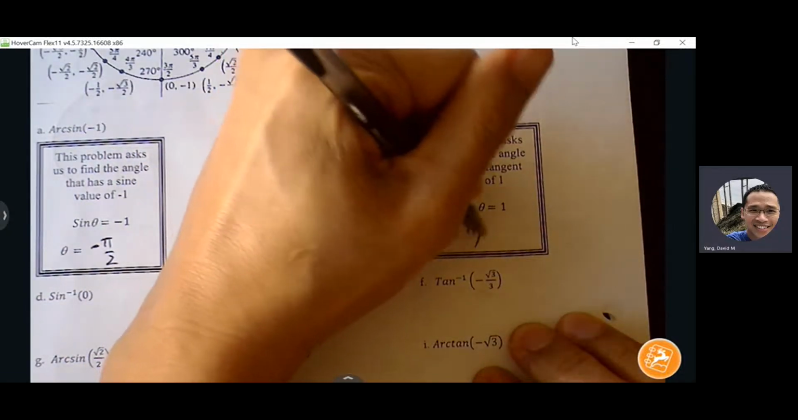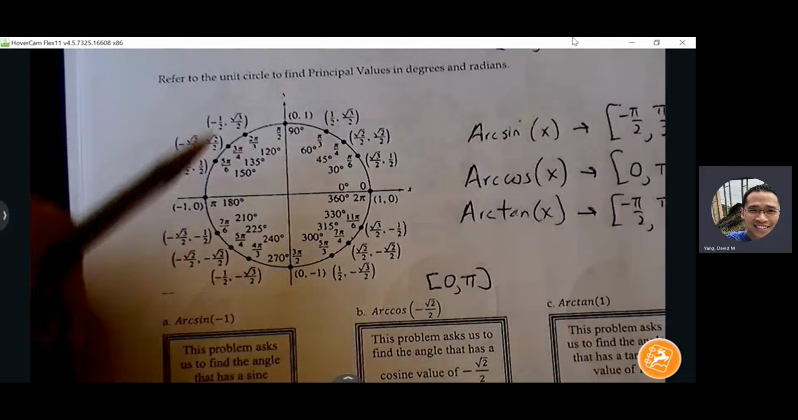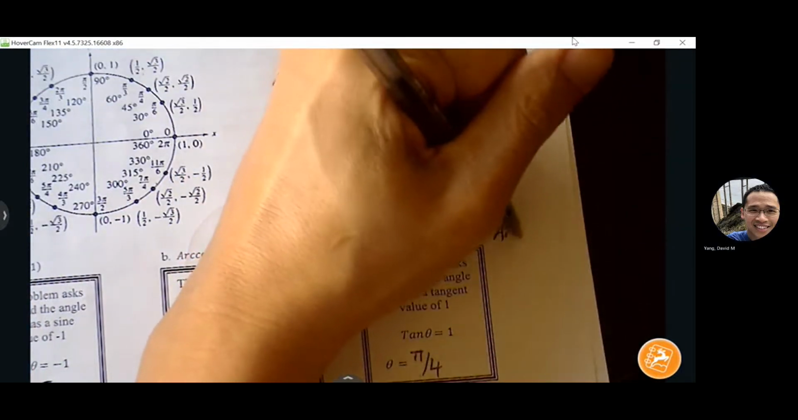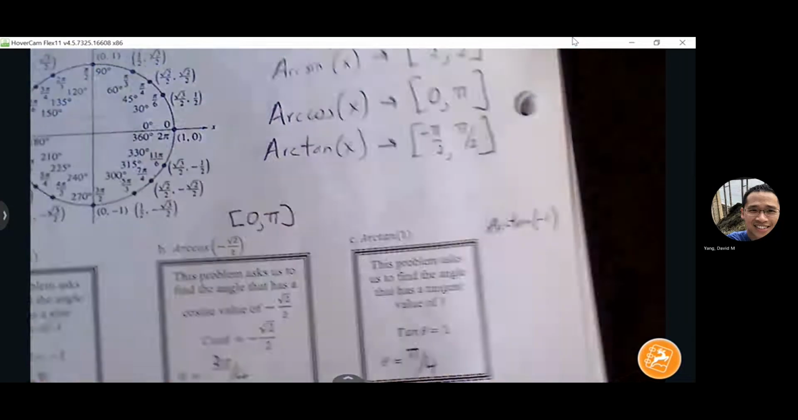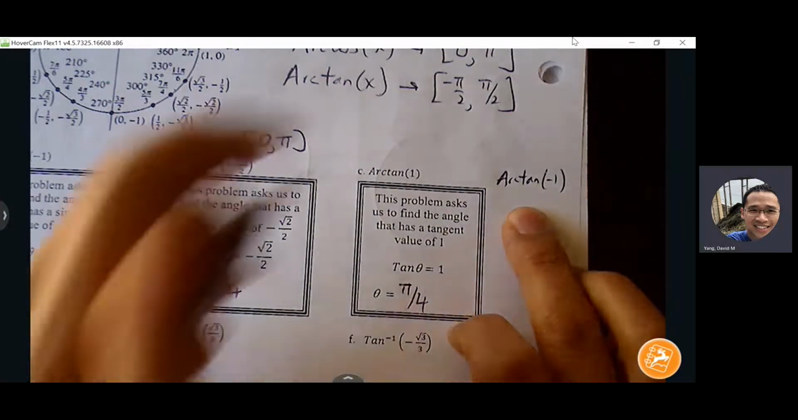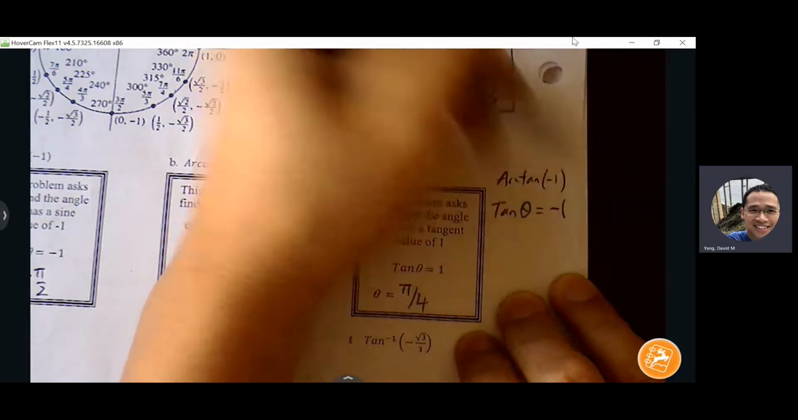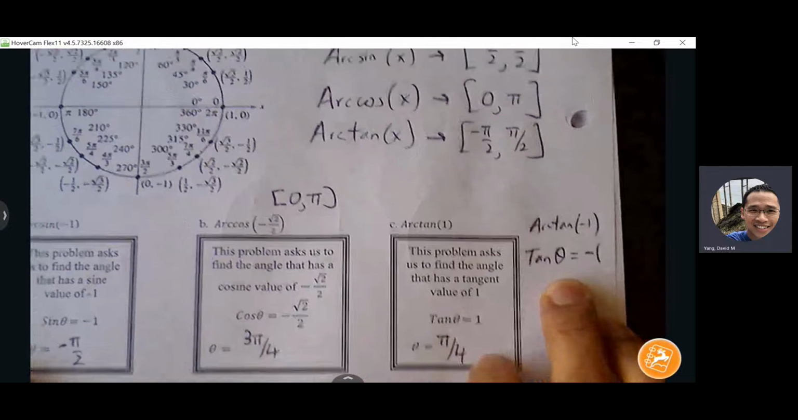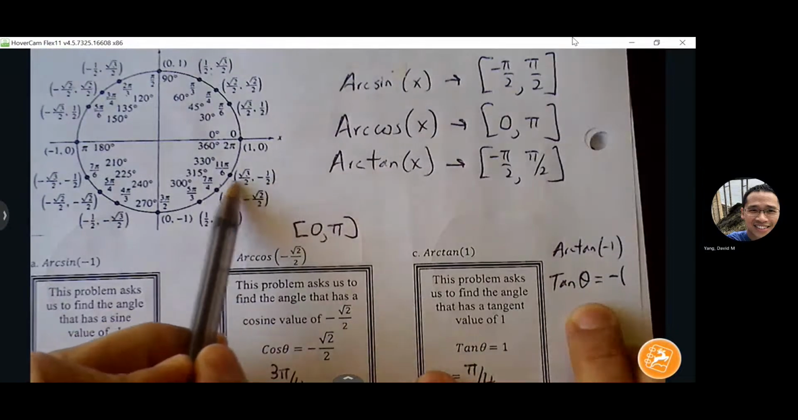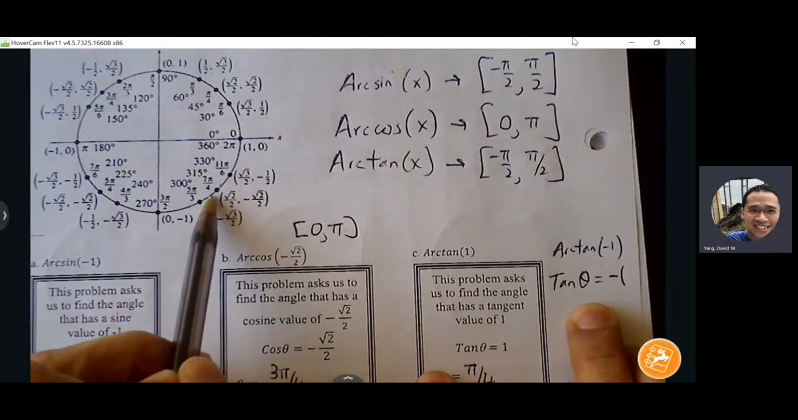Arctangent of negative 1, I think we were on. Yeah, so that's a good question, right? So what if it was arctangent of negative 1? First and fourth, right? So in other words, tangent of theta, where's theta, so that tangent is equal to negative 1? Good. All right, negative pi over 4.